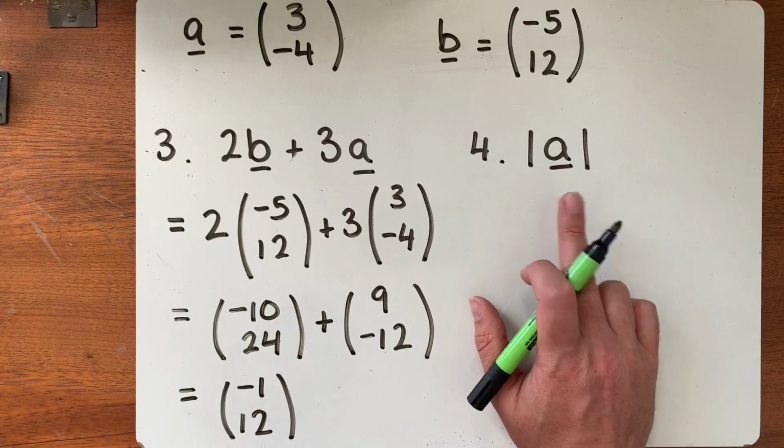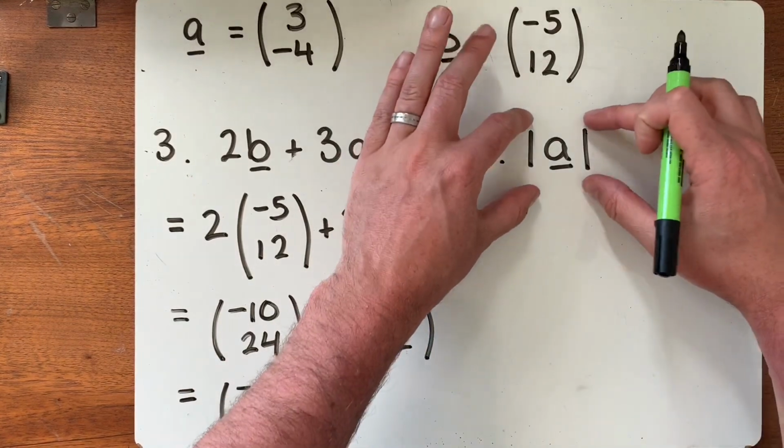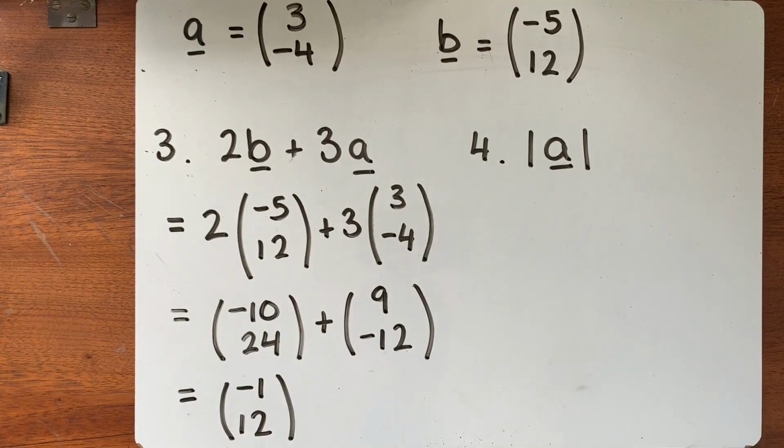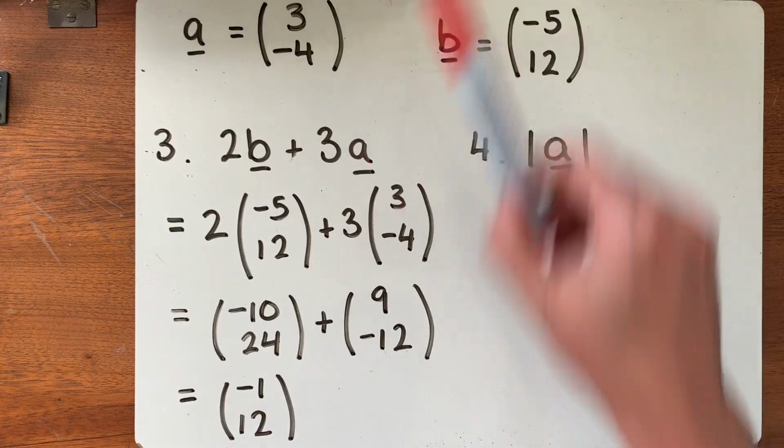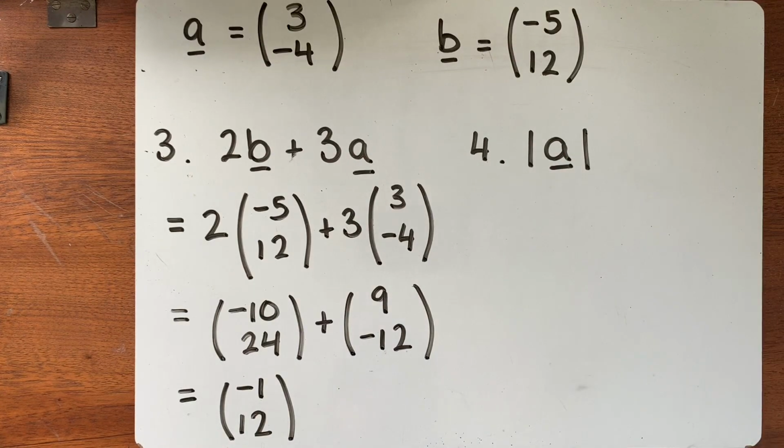Question 4, some new notation. We've got these vertical lines on either side of the vector's name, and this means that we want to know its size. Its magnitude is what we call it, and it's how long the vector is. Just up here, I'll quickly draw out what vector A looks like. It has a start point.